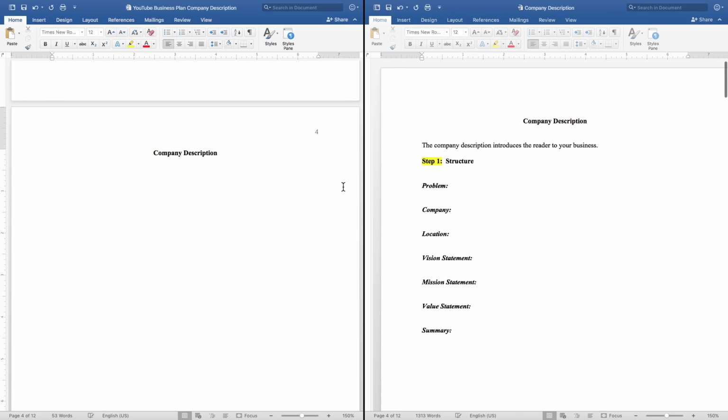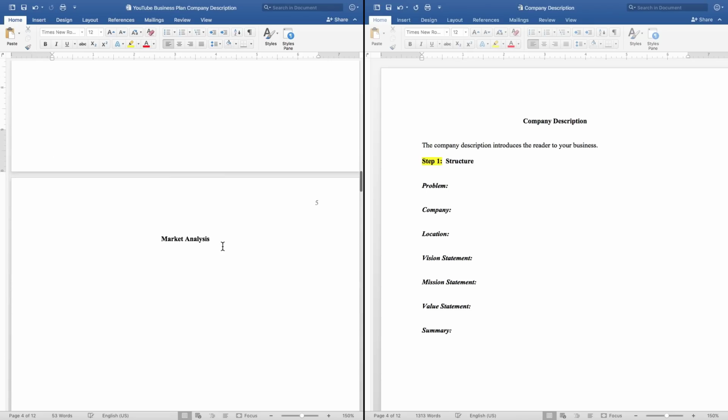So the main purpose of the company description is to introduce the investor or the reader to what your company is going to do. You know, what's the problem that your company solves? How does your company solve it? What business or products do you offer? Where's it located? Your vision, your mission, your value statement, and then every time you do a component such as the company description and the marketing analysis, you're going to have a summary.